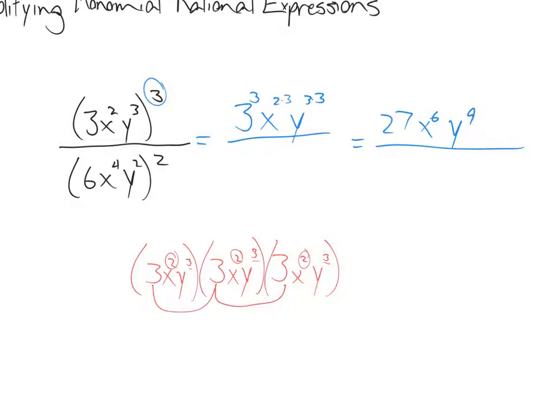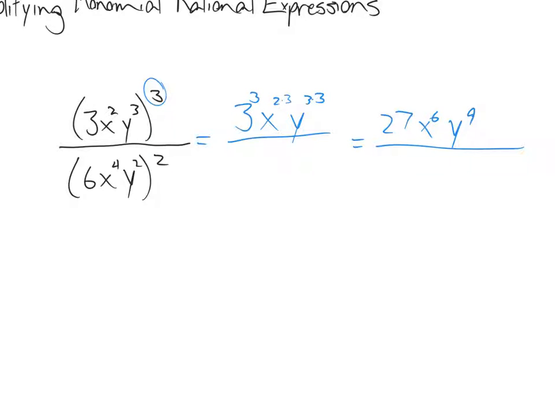But if you can't remember the rule, or you're not 100% positive about the rule, you can always just write it all out. Okay? It's better to be right than fast. Okay?